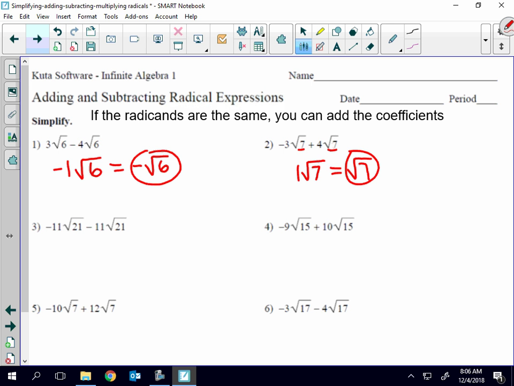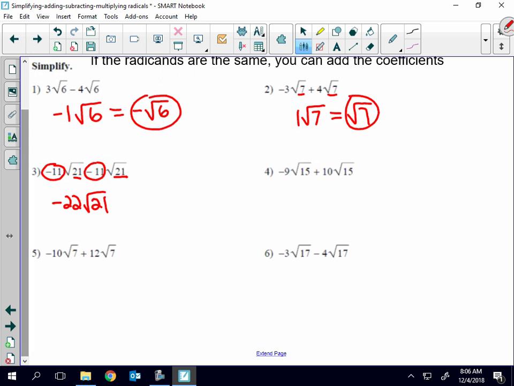All right, number 3, guys, actually, yeah, I'll do number 3. Number 3 is, they're the same, and it's a negative 11 and another negative 11, and that's going to be a negative 22 radical 21 because we keep the radical. I'm going to continue doing the odds here, and you'll do the evens on your own.